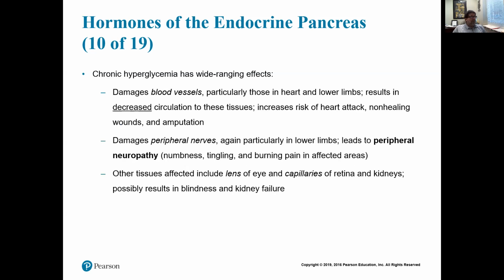Now, type 2 also damages blood vessels. It's going to lead to increased risk of heart attack, non-healing wounds, and amputations. Damaged peripheral nerves, particularly in the lower limbs, can lead to numbness, tingling, and burning in the fingers and so forth, and the amputation of the foot and hands and fingers. Other tissues affected include the lens of the eye and capillaries of the retina, and that could cause eye problems. Kidneys can fail. So blindness and kidney failure are common for that.